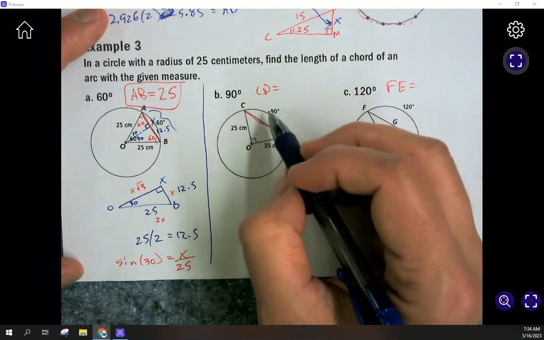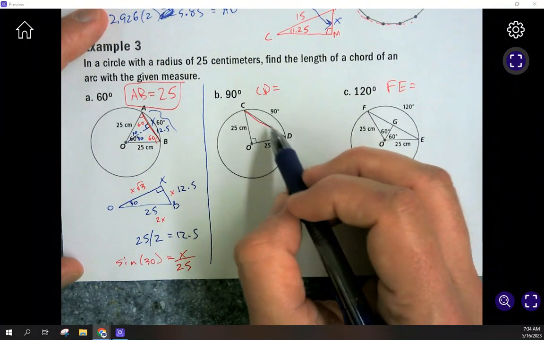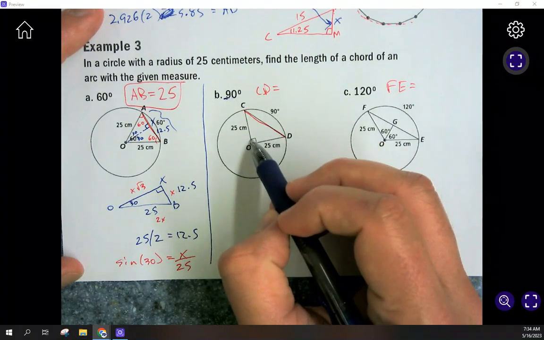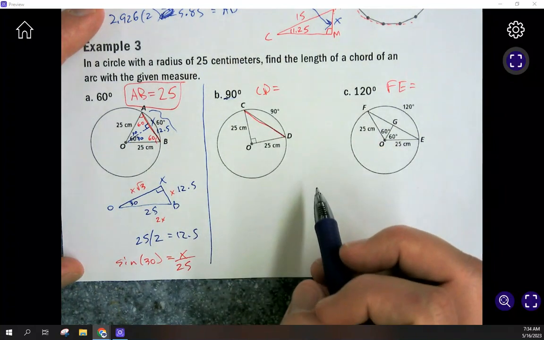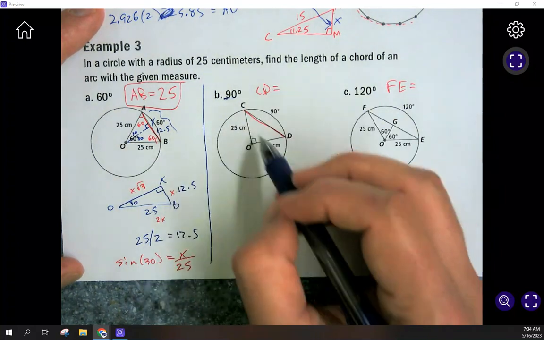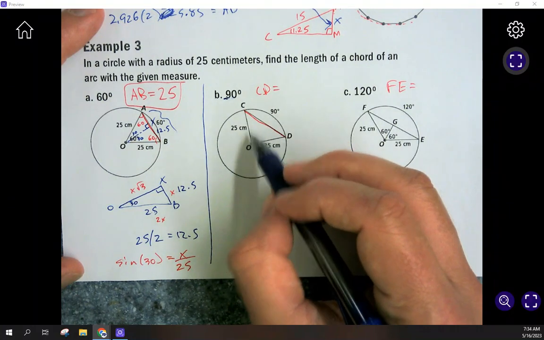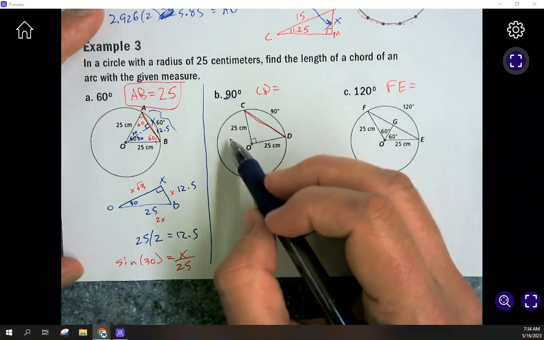All right, so if you had to draw this yourself, you draw a circle, you've got your arc from C to D. They're telling you that the arc measure is going to be 90, so you want to make sure that you're creating a 90-degree angle in here, which is going to create a 90-degree arc on the outside of the circle. This whole problem, the radius of the circle is 25. So from the center to each endpoint of your arc of your chord CD, you're going to have 25.